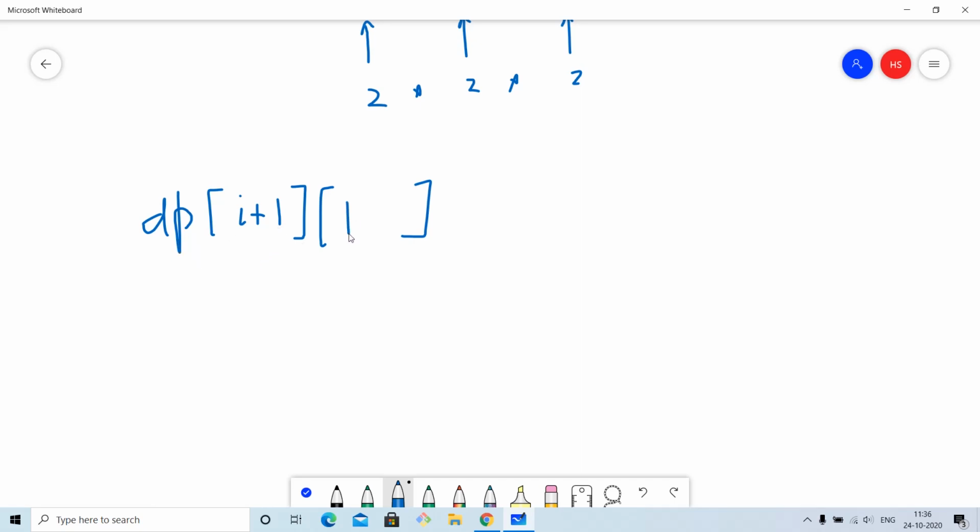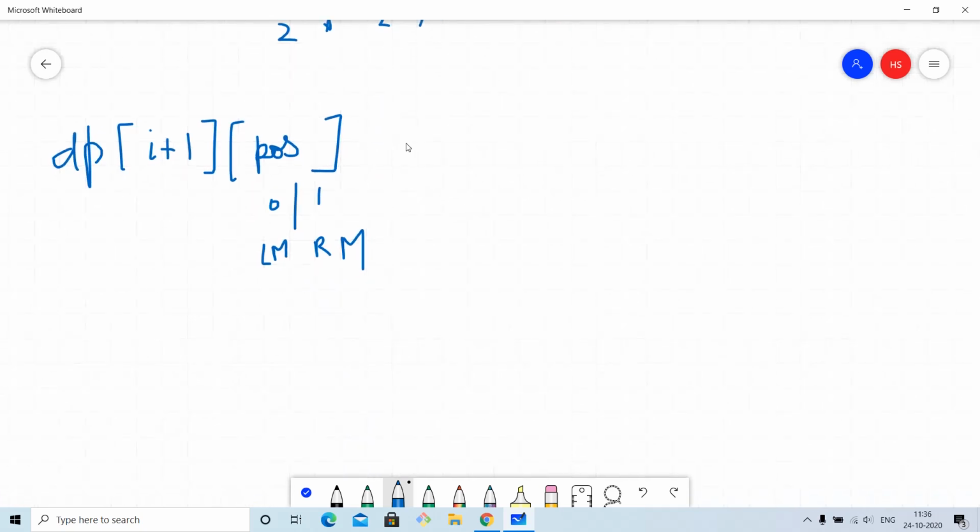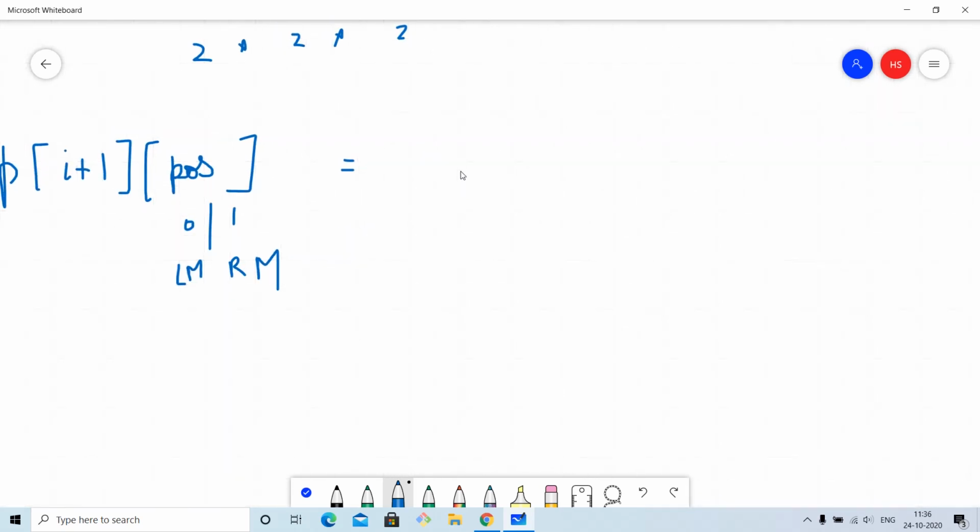And then there will be another variable which is pos. So pos can be 0 or 1. 0 indicates that we are ending at the leftmost treasure, and 1 indicates that we are ending at the rightmost treasure. So for computing dp of I plus 1 pos, which will tell us the minimum number of moves to sweep the I plus 1th row if we are ending at the pos position, for that we will need the cost of the previous row, right?